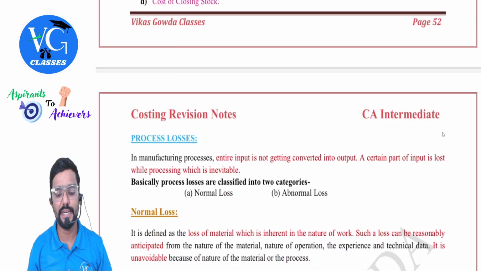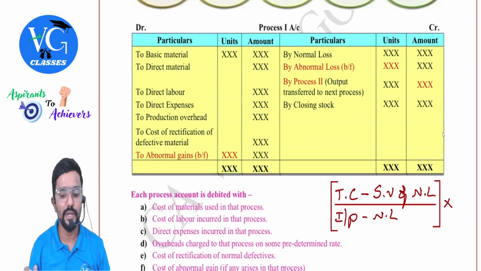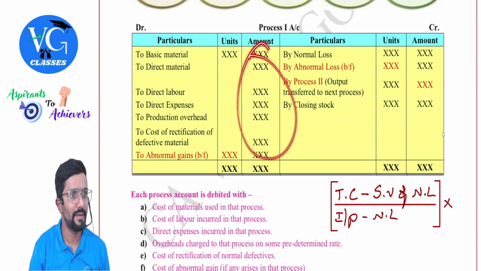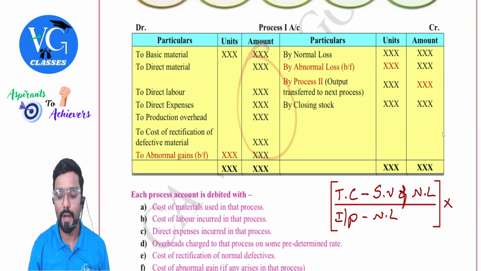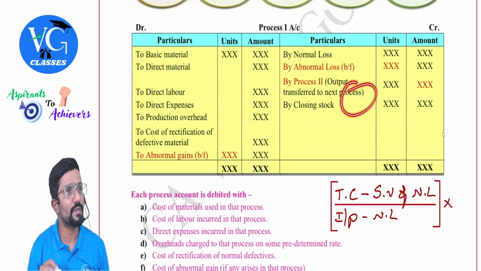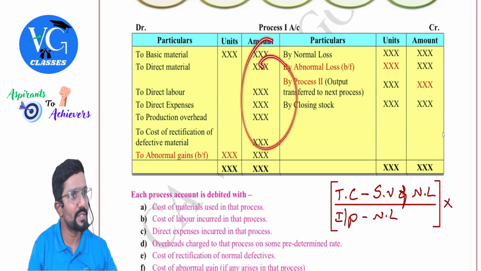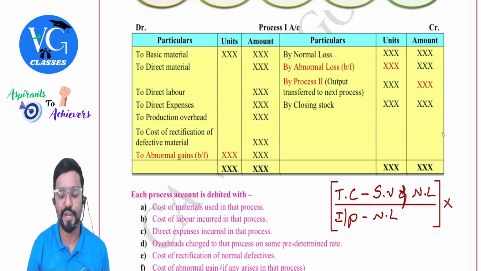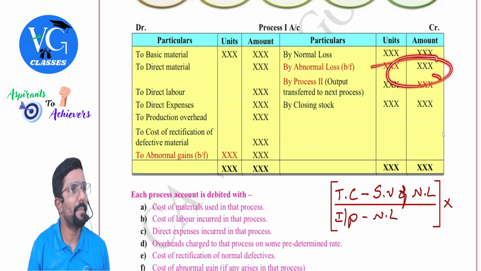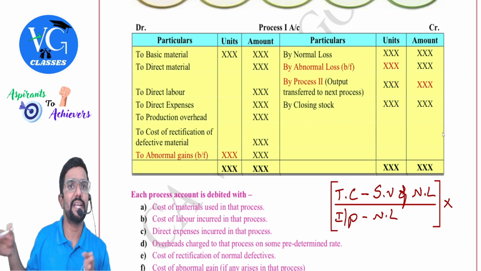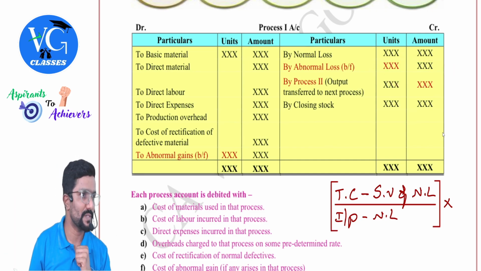Why do we credit it? That's very simple. Here already total cost is debited. Now, can I allow my abnormal loss to be absorbed by good units? No. As the total cost already includes the cost of abnormal loss units, I will remove it by giving a credit, and I will treat it separately in abnormal loss.